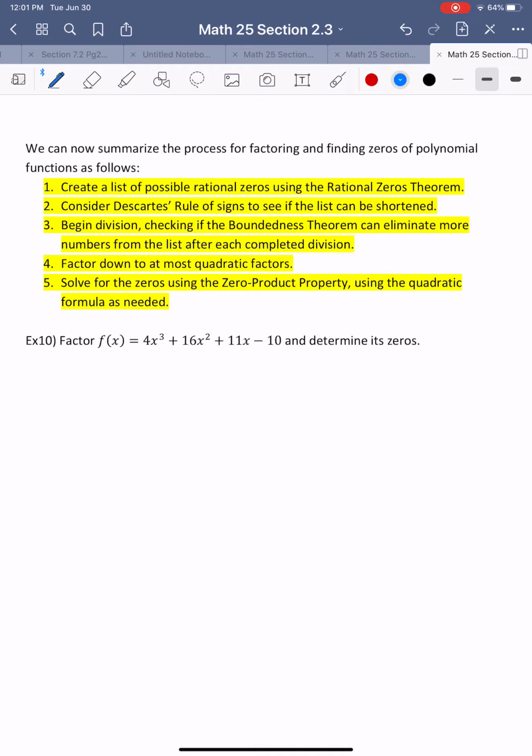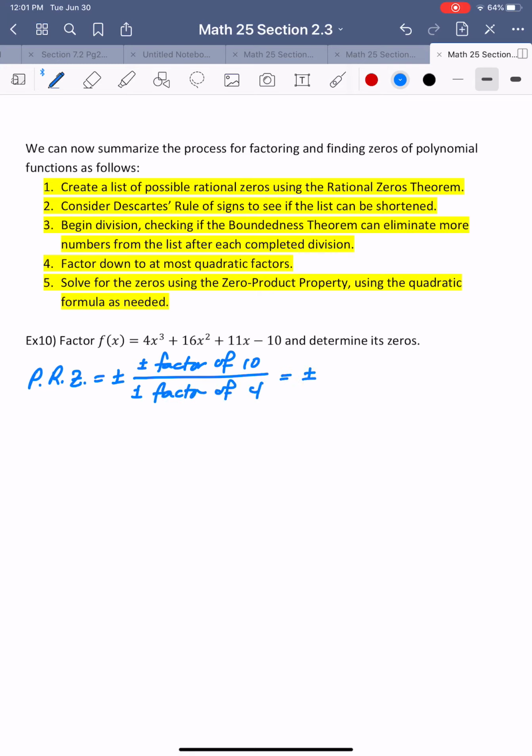Okay, so let's do example 10. We have f of x equal to 4x cubed plus 16x squared plus 11x minus 10, and determine its zeros. So find the possible rational zeros from the rational zero theorem. And then I got plus or minus factors of 10 over plus or minus factors of 4.